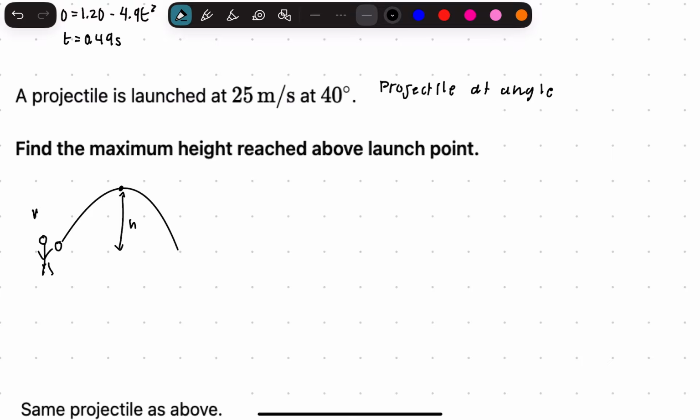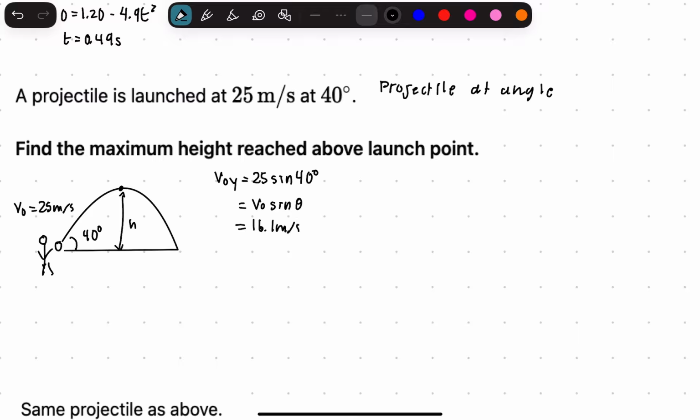So your v initial is going to be 25 meters per second, and this angle is going to be 40 degrees. Now to find our vertical component, v0y, you have 25 sine of 40 degrees. If you're wondering where that came from, it's v initial times sine of the angle, which was 40. And this is going to equal 16.1 meters per second.